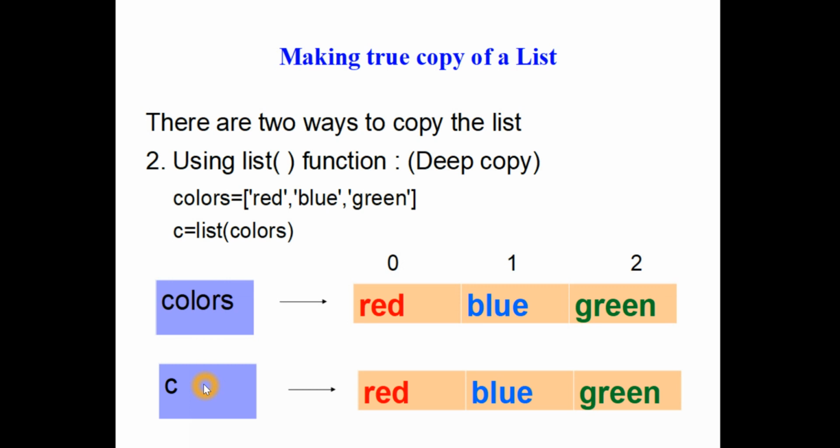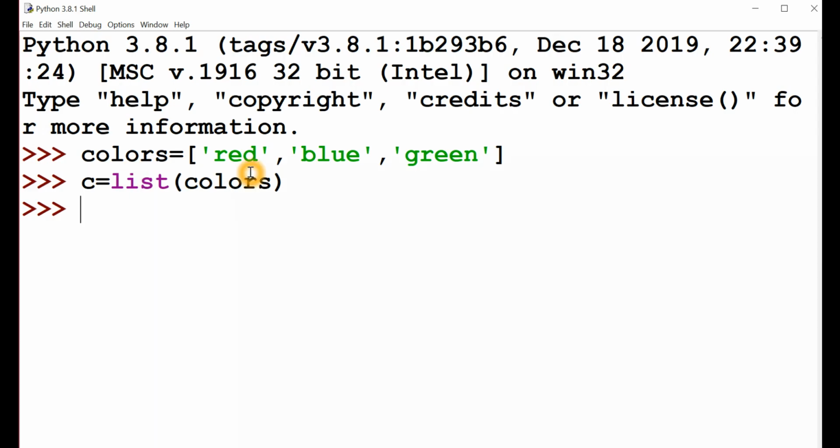So let's see the example. The colors containing the values red, blue and green. Using the list function, the colors value is assigned to C. Now if I make any changes in colors, it is never going to reflect in C because it is referring to a different memory location. So I am going to give colors of 1 is equal to yellow. So what is stored in colors of 1? 0, 1, there is blue. So instead of blue, I am going to change it to yellow. Now press the enter key.